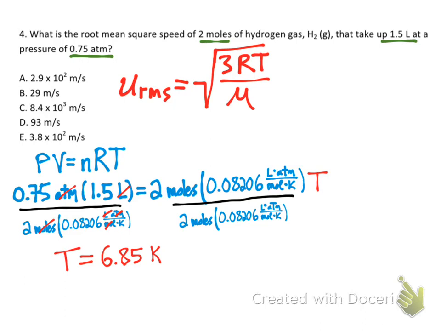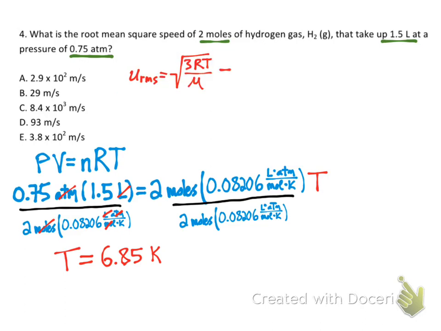Now we have everything we need to figure out our root mean square speed. So it's going to be equal to the square root of 3 times our gas constant R. Now remember, whenever you're using this equation, we're going to use the version of the gas constant that relates energy and temperature, 8.314 joules per mole Kelvin. And then our temperature, well, we're going to plug in that 6.85 Kelvin that we got before.